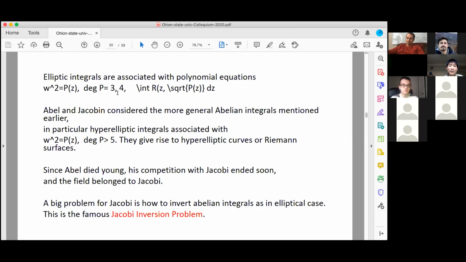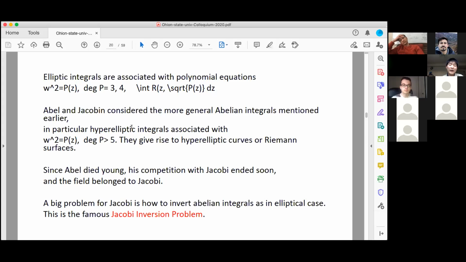P has a degree 3 or 4. This is the integral of a rational function of Z and the square root of P(Z) dZ. So this gives rise to the elliptic integral. If you look at this, it's very natural to ask: why do you insist the degree of P be equal to 3 or 4? You should allow a higher degree. So this gives rise to so-called hyperelliptic integrals, right?